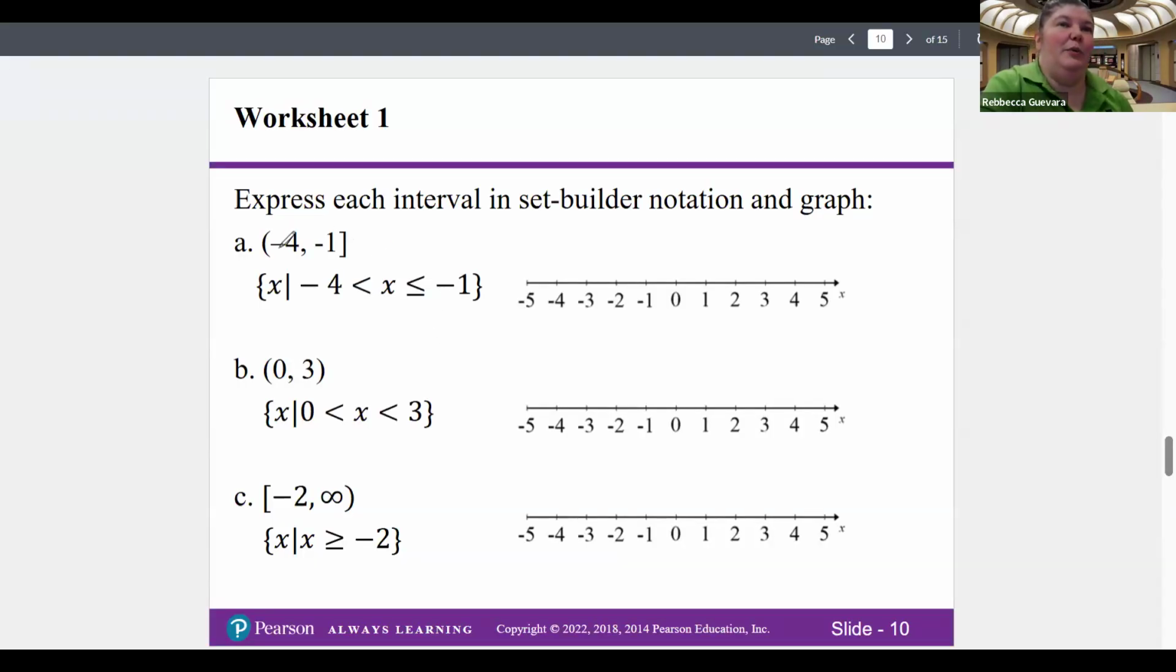Okay, so hopefully you took a moment on that. So we got a parentheses here at -4. So that is an open point. We got a bracket at -1. So that's a closed point. So my interval of x is greater than -4, but less than or equal to -1 looks like this. This is my interval where x is greater than 0 and less than 3, and it doesn't include 0 or 3, so those are both open. And this is my interval of x values that are all greater than or equal to -2. So -2 is included, and then we run towards infinity.